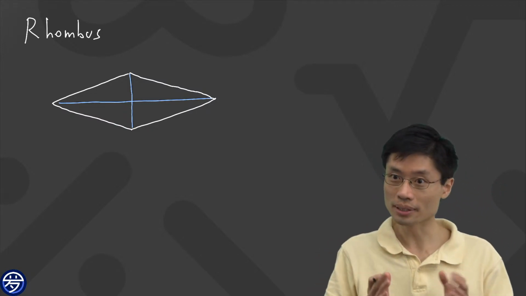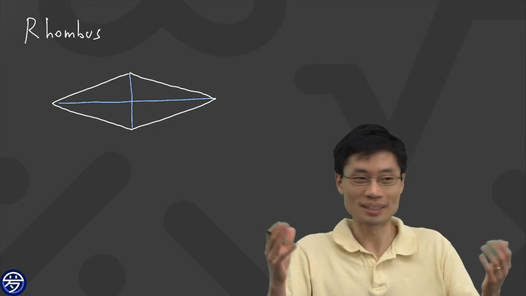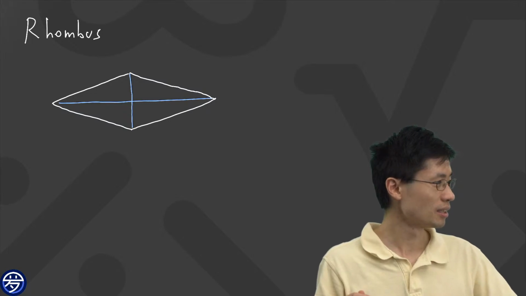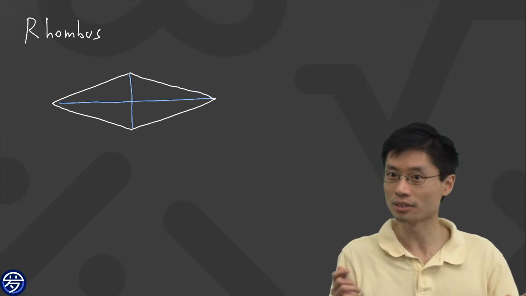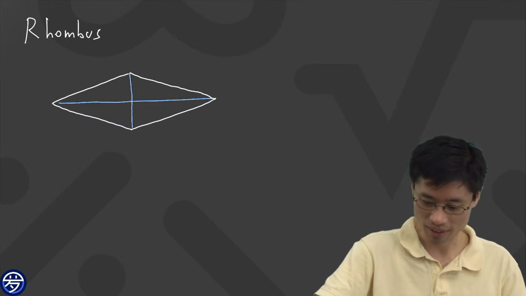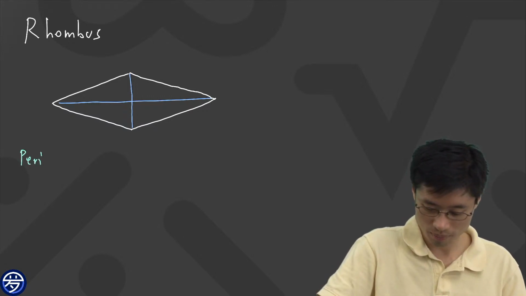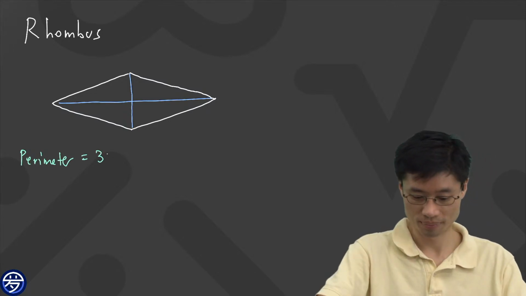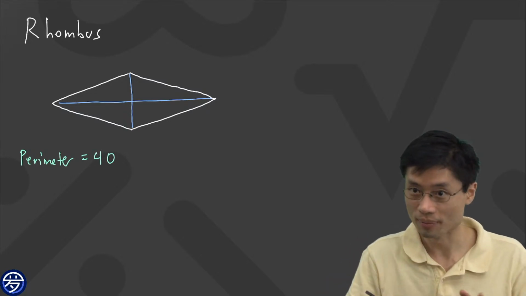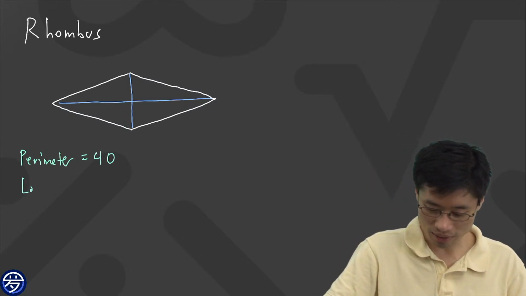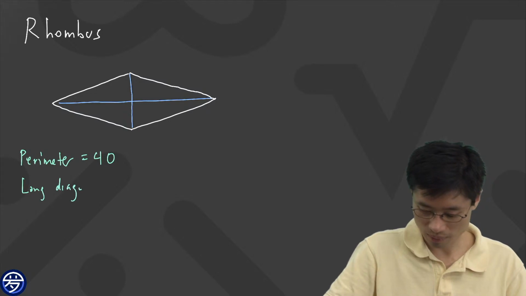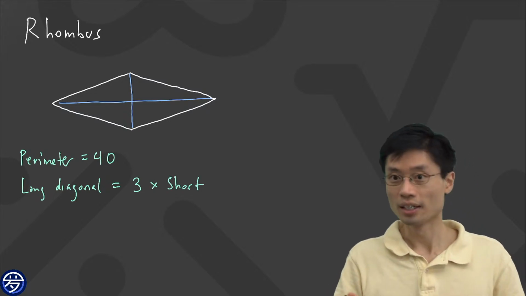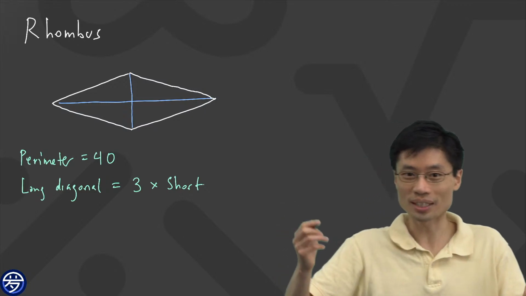Okay? The rhombus happens to have that the long diagonal is 3 times as long as the short diagonal, and the perimeter of the rhombus is 40 centimeters. Okay, so we got some information. So the perimeter equals 40. 30 would be ugly. Perimeter is 40, and what else we know is that the long diagonal is equal to 3 times the short diagonal. That's this long one is 3 times the short one. And the question is, what's the area?